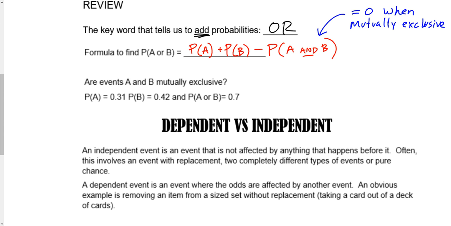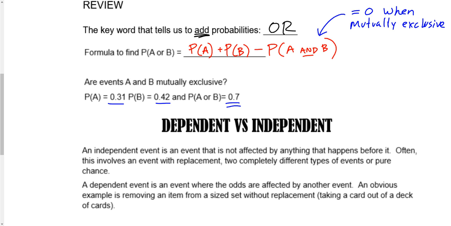That's basically what it means, because you have this zero at the end that doesn't impact it in any way. So all we have to check is, if I add this to this, does it really give me this? If it does, it's mutually exclusive. If it doesn't, then it's not mutually exclusive. Does it? 0.31 plus 0.42, is that 0.7? No. What is it? 0.73, so it goes over.